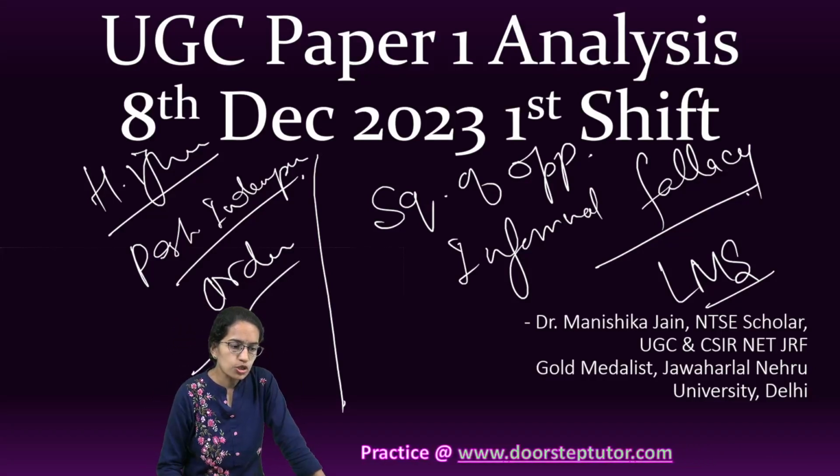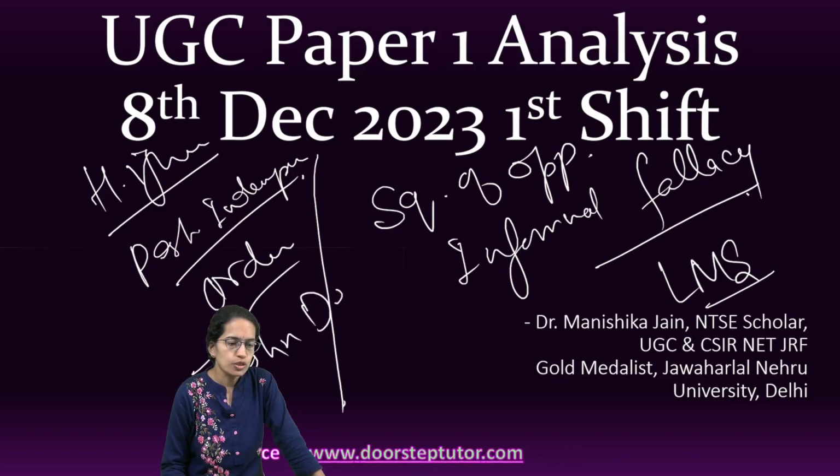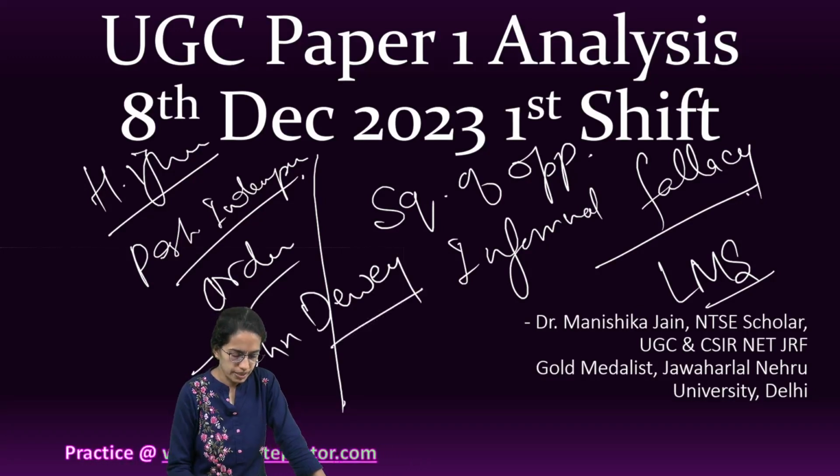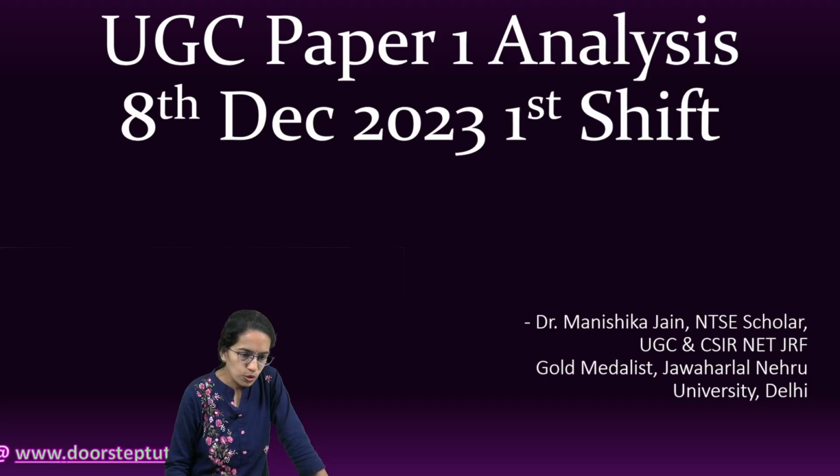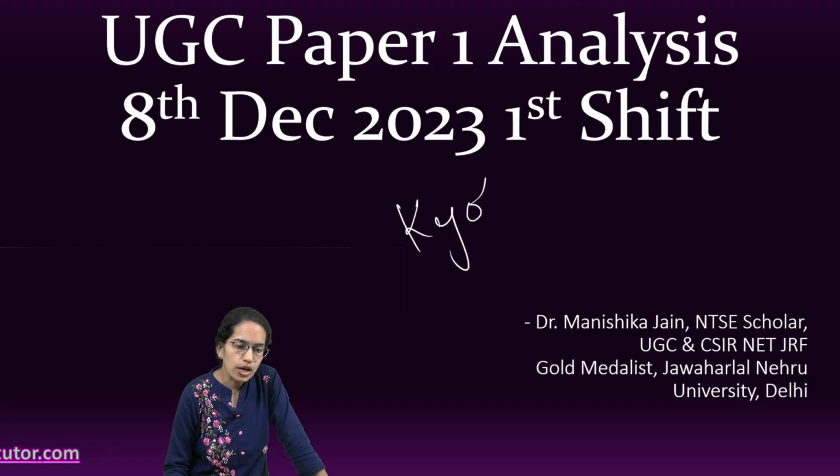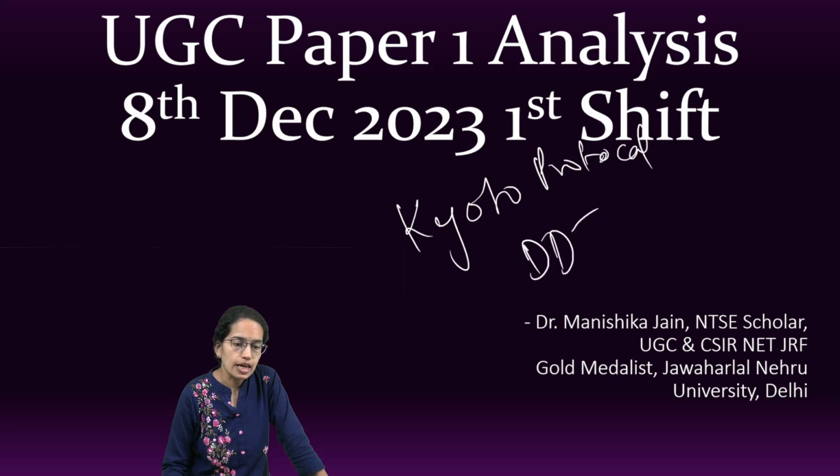Then there was the John Dewey model. What was the John Dewey model? We have already discussed that in detail. Also, from the environment, the questions were on the Kyoto Protocol. Questions were based on the DDT concentration and the banning of DDT.